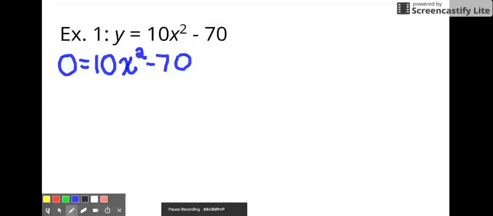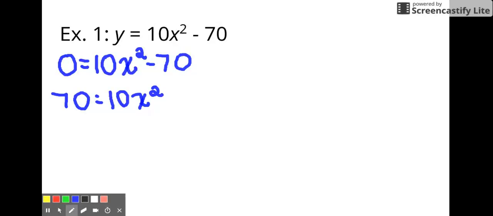We want to get x squared alone, so the first thing we have to do is to get rid of the negative 70 or move it to the other side of the equation by adding 70 to both sides. Now we need to get x squared alone by dividing both sides by 10. 70 divided by 10 will leave us with 7.